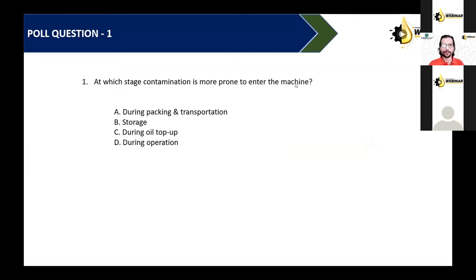Okay, let's begin with a poll question. At which stage is contamination more prone to enter the machine or oil: during packing and transportation, during storage, during oil top up, or during its normal operation? So contamination gets into the machine at various stages. Please poll and let's see.